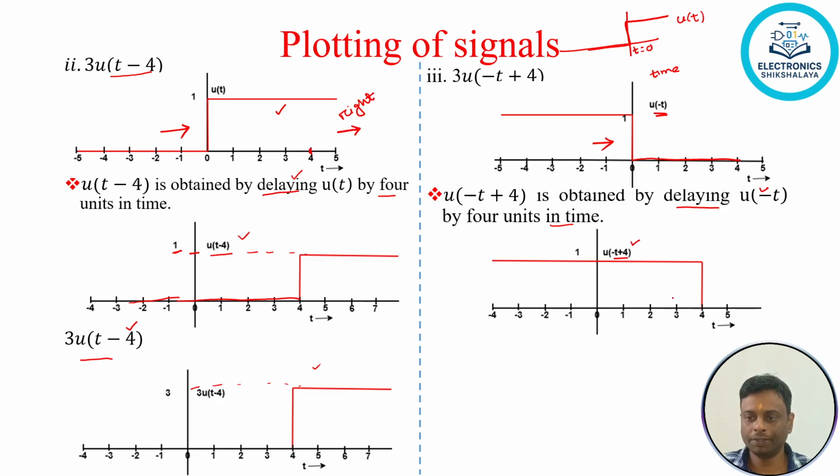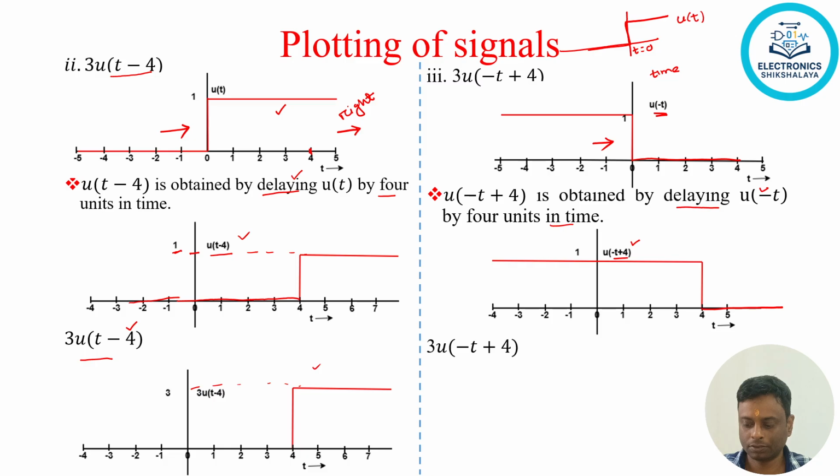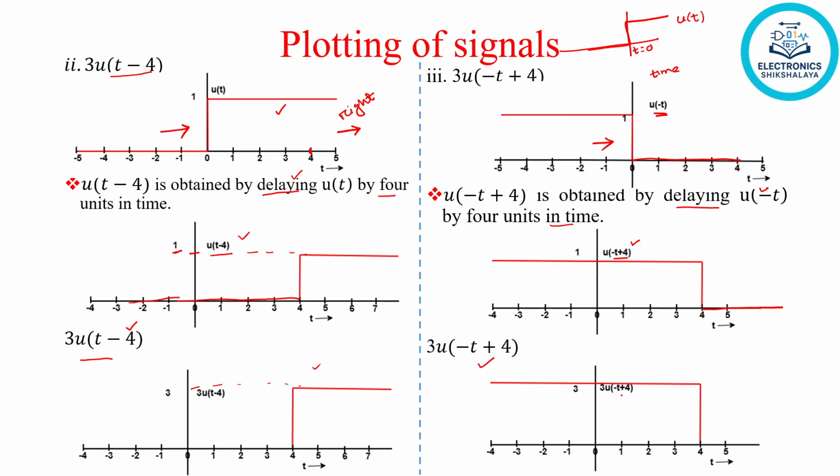Similarly, this will be 0. We have shifted the signal towards the right. Then it will be multiplied by 3. The signal will be multiplied by 3. So this is our 3u(-t+4). So this is our third case.